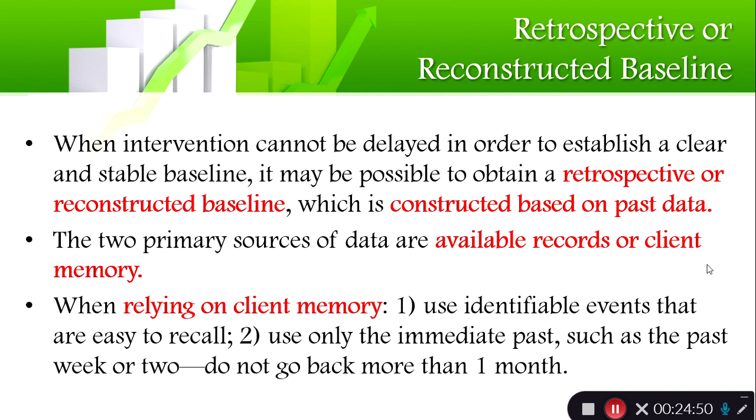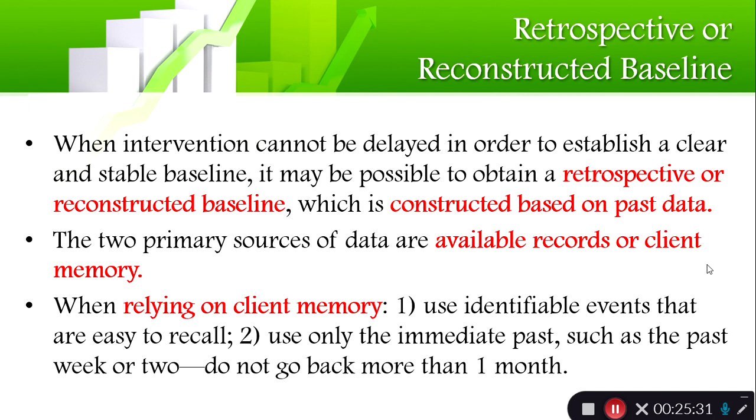And your text talks about how when we have to rely on client memory, it does give some very helpful guidelines. And it suggests that we use identifiable events that are easy to recall, and that we use only the immediate past, such as the past week or two. So your text suggests not going back any further than a month, just because we know the issue with being able to recall anything that happened more than a month ago. So it is possible to establish a retrospective baseline that is based on previous data, but just keeping in mind what some stipulations are around that.